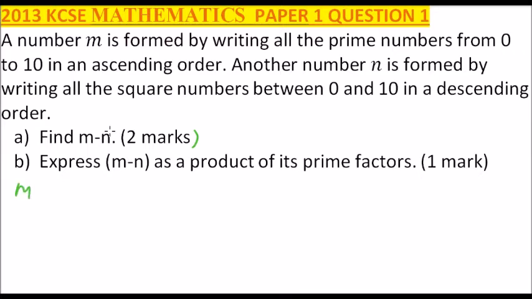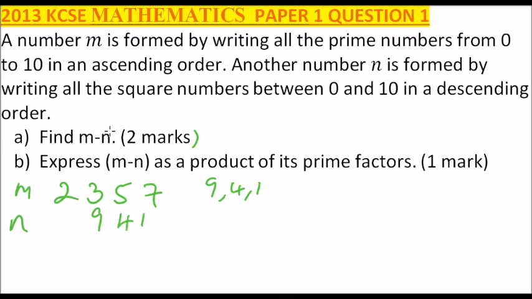Our number m: we are supposed to write the prime numbers in ascending order. So we have 2, then 3, 5, and finally 7. n is formed by square numbers in descending order. So we have 9, we have 4, and we have 1. So we have 941.